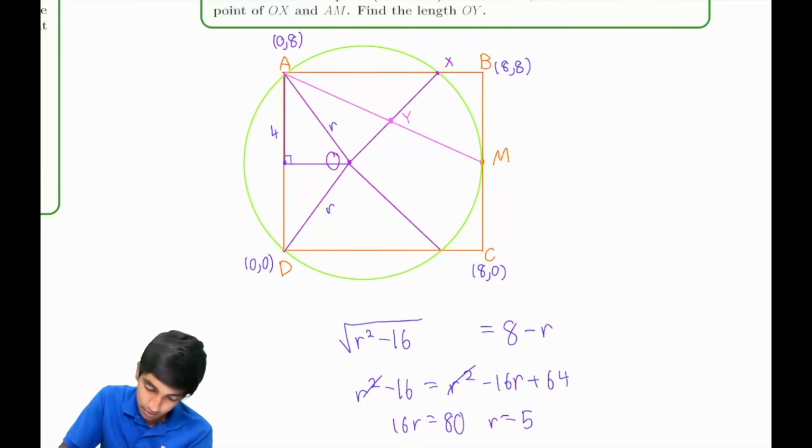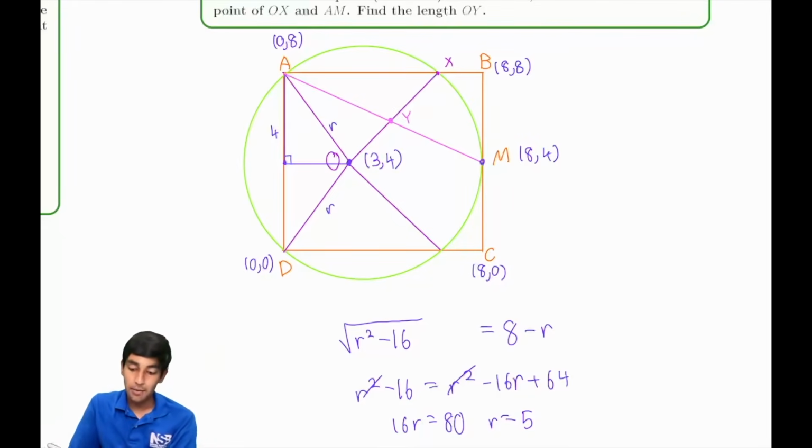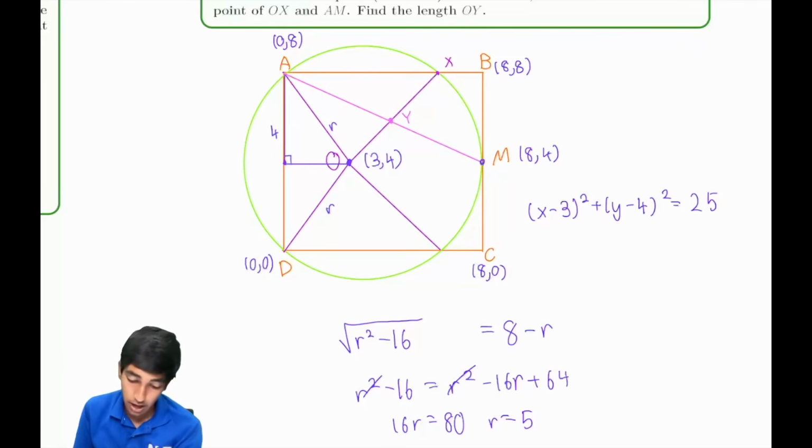So then this point over here, well, M is just 8, 4. And then we're going to go 5 left. So 3, 4. So our center is 3, 4, and our radius is 5. And now we can just write the equation of the circle. X minus 3 squared plus y minus 4 squared equals 25, because the radius is 5.